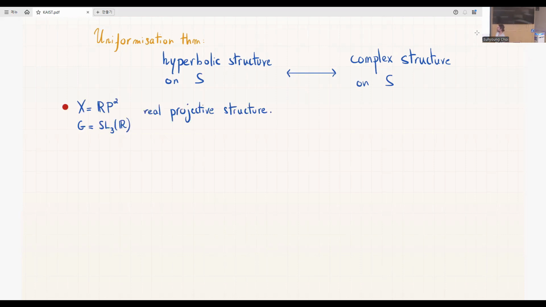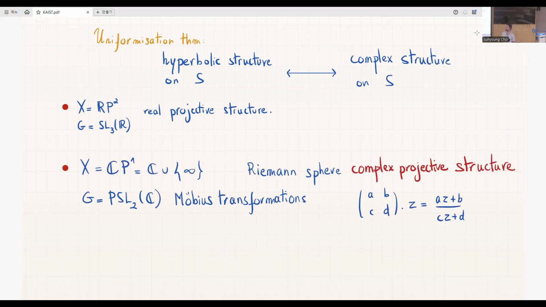An example that I need to mention because of the topic of this conference is real projective structures. When X is the real projective plane and G is the group SL₃(R), this is what we call a real projective structure, but this is not what I'm going to talk about. What I want to talk about is complex projective structures. So I'm considering surfaces modeled on CP¹, the Riemann sphere, with transitions that are Möbius transformations, that is, of the form (az+b)/(cz+d).